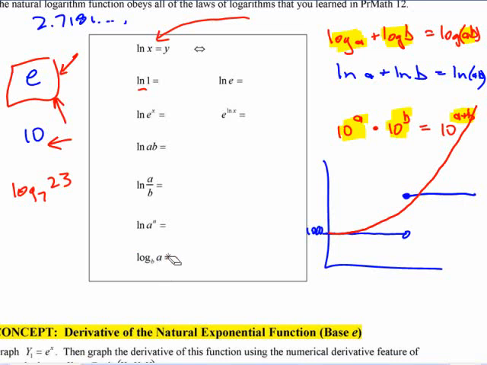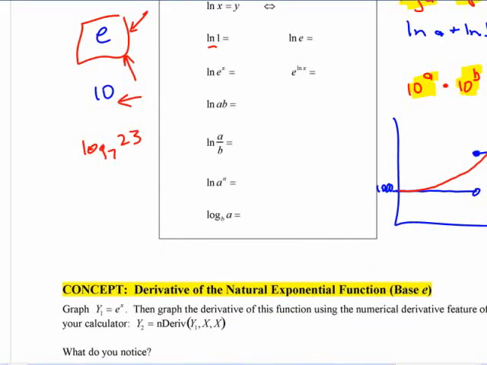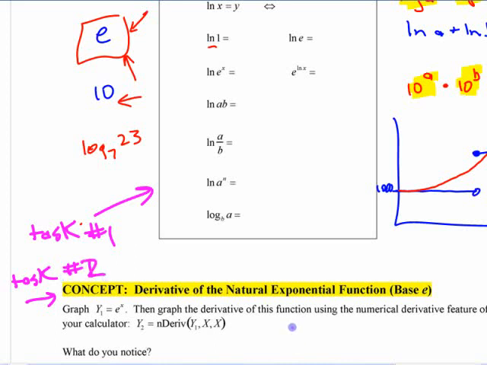So I think I will give you a bit of time here to try and see how many of those rules you can generate for yourself. We will pause. Task number one is that. Okay? Task number two is this, graphing this thing for yourself. You will discover something for yourself, I assume, once you do the second thing on that page.